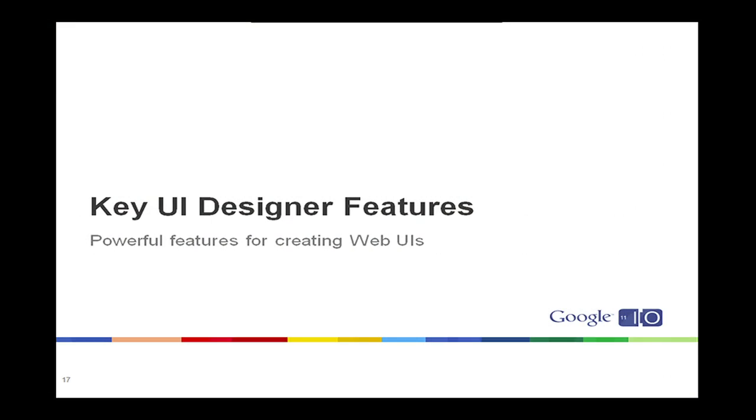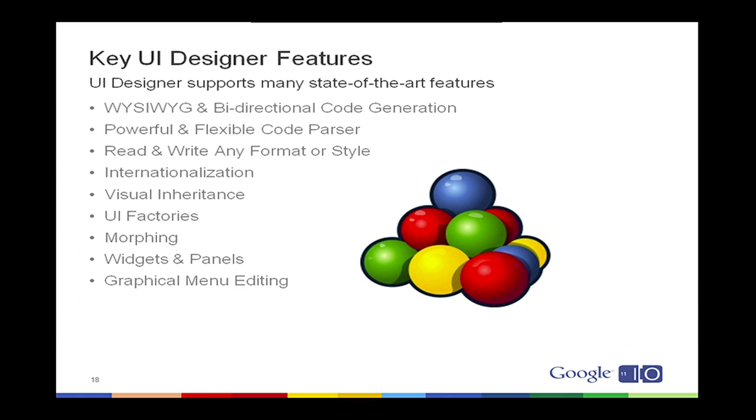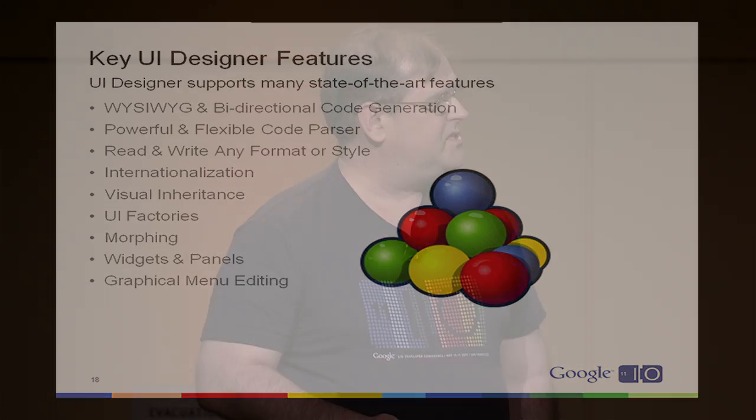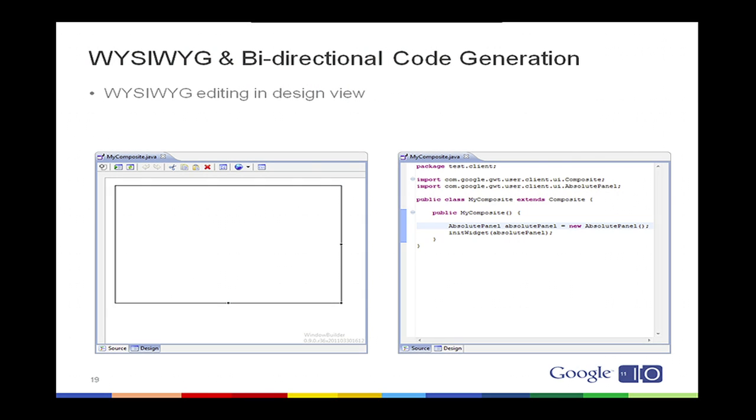So let's talk about some of the more advanced features of the tool, where it starts to get really interesting. The tool has quite a few pretty interesting features. Many of them are quite unique for a Java-based UI designer. First, obviously, almost any GUI builder needs to have WYSIWYG layout. But one of the nice things we have is a truly bidirectional code generation.